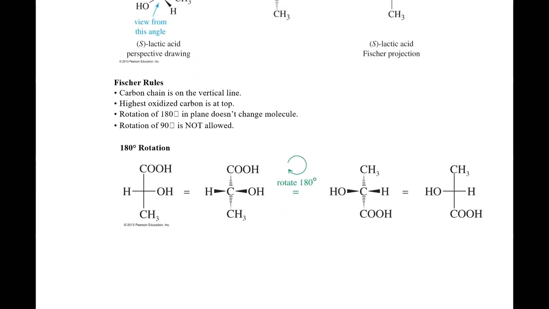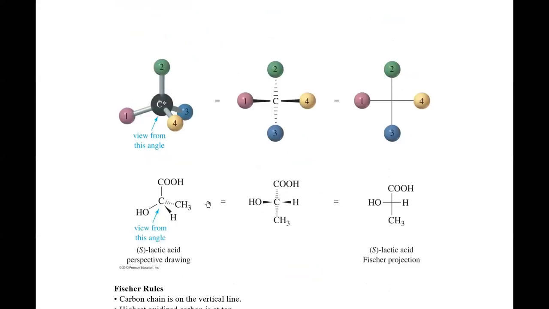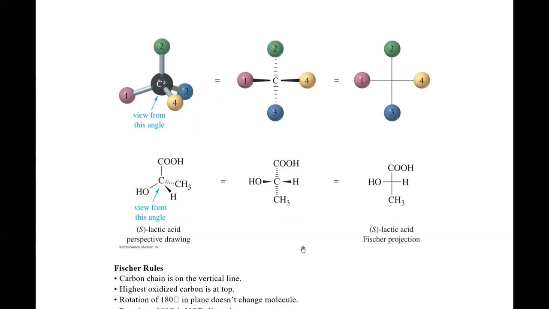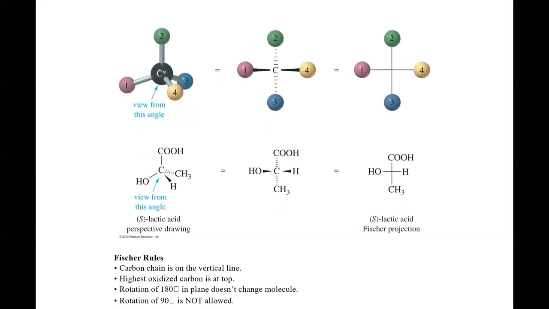I think that is what we'll talk about permutation. Or if you want to talk about it, just remind me about permutation. But what I can try to emphasize is that on Fischer projection, what you see is what you place on the projection. The perspective of a drawing, what you see is what you draw on the actual image. And what you have to remember is that the highest oxidized carbon has to always be on top.